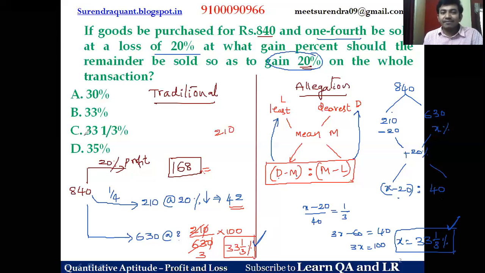So this is one effective application of allegations and mixtures you can use. And friends, have a strong understanding of allegations. Allegations can be effectively used in most arithmetic topics. Okay, we'll try to understand this concept in a much better way by doing one more such identical numerical. Let's go for that question.